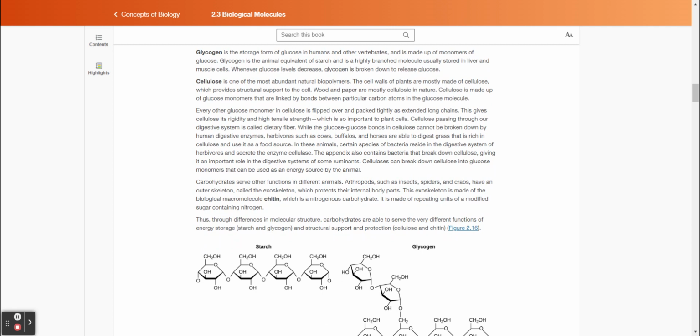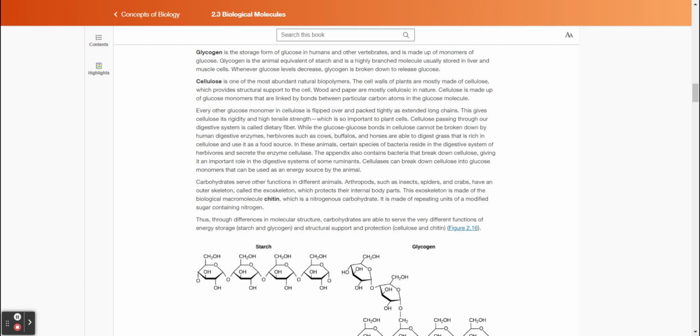Glycogen is the storage form of glucose in humans and other vertebrates, and is made up of monomers of glucose. Glycogen is the animal equivalent of starch and is a highly branched molecule, usually stored in liver and muscle cells. Whenever glucose levels decrease, glycogen is broken down to release glucose.